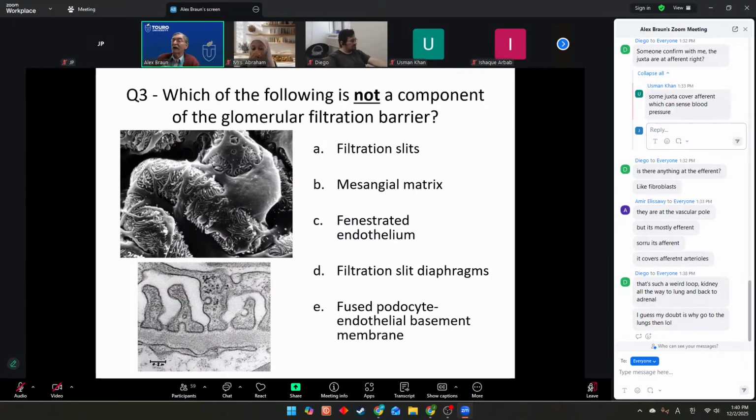So anyway, on top we have a scanning electron micrograph. At the bottom we have a transmission electron micrograph. This is a scanning micrograph of a capillary loop in a glomerulus. On the outside of the capillary loop is a podocyte, a visceral epithelial cell, which has a body. Here's the body of the podocyte. This is a big, thick process there, for example.